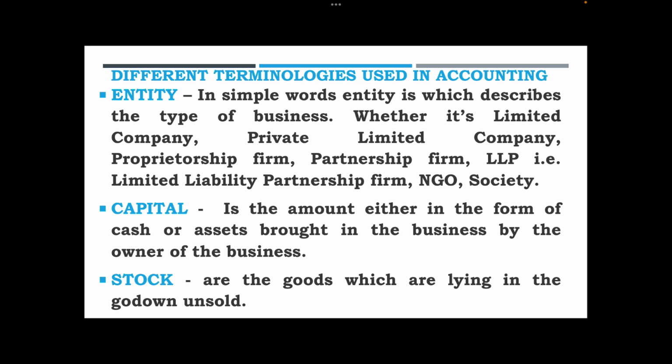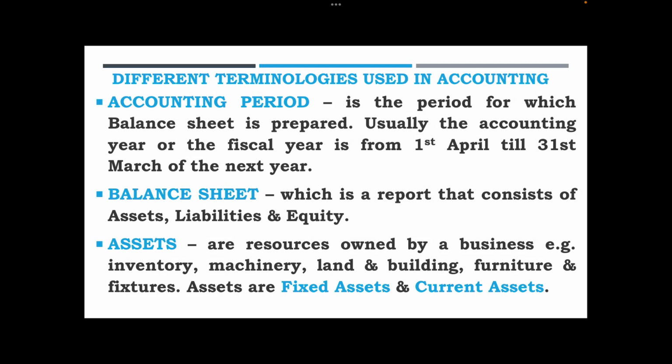So stock is like opening stock आपका starting of the year में रहेगा. You will add the purchases into that. You will sell also from the same, and at the end of the year you get the closing stock. So that is called inventory also. Next is the accounting period. Accounting period is for which the balance sheet is prepared. Now it is usually from the 1st April till the next 31st March. It is also called a fiscal year.